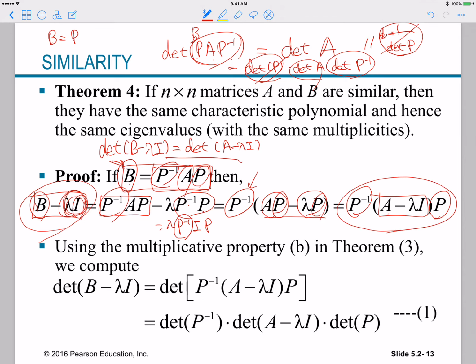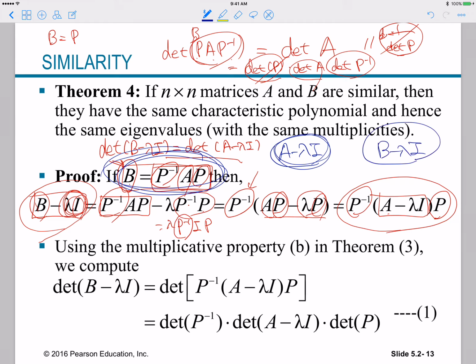So starting from B minus lambda I, we can represent that as this guy. That means A is similar to B, which means this equation is satisfied. That's the definition, or the meaning, of A being similar to B. But in that case, A minus lambda I is also similar to B minus lambda I. Why? This matrix times P inverse and P, and this will be the same as this guy.